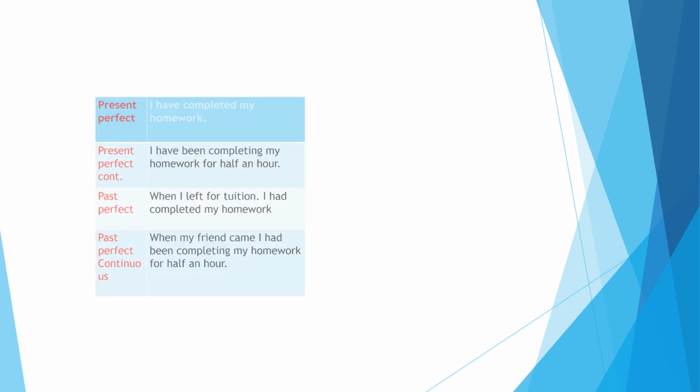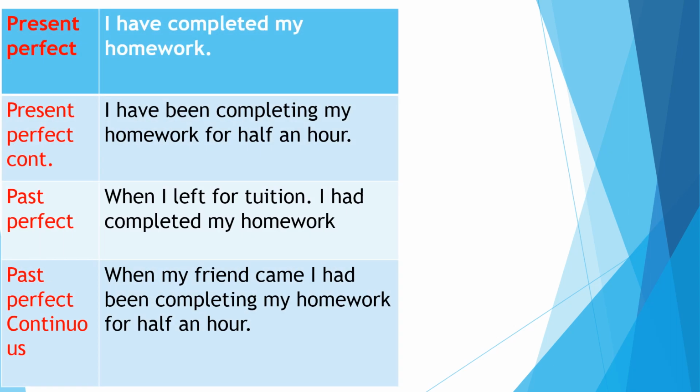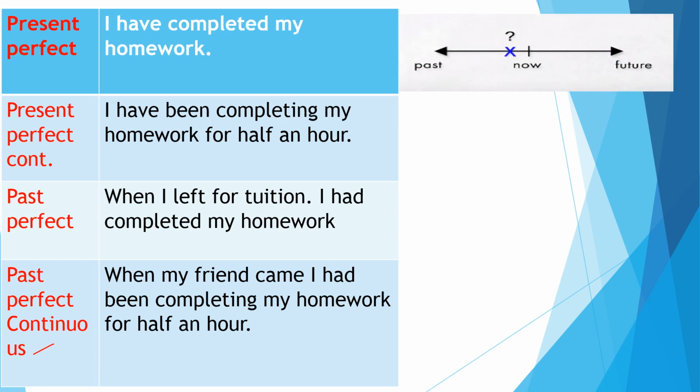Before we start the future tense, let's quickly revise all the perfect tenses: present perfect, present perfect continuous, past perfect, and past perfect continuous tense, with examples, and we'll understand them on the timeline. I have completed my homework. This tense focuses on the completion of an action, and does not mention the exact time when you completed that work. It is understood that you may have completed the work just a few minutes back.